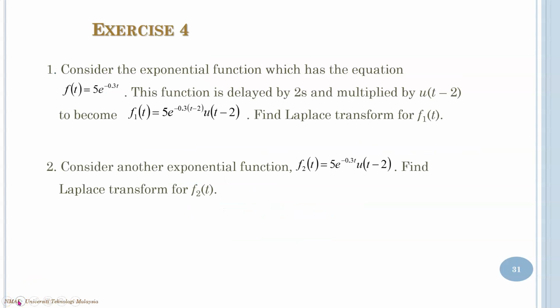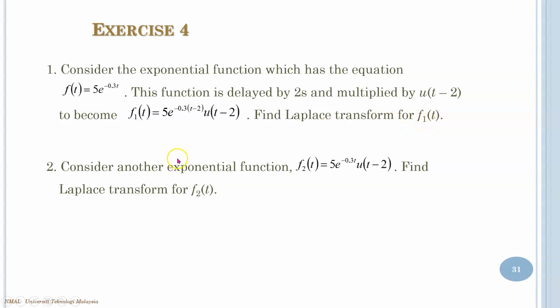There's another example here. Consider the exponential function with the equation f(t) equals 5 exponent negative 0.3t, and this function is delayed by 2 seconds and multiplied by u(t minus 2) to become f1(t) equals 5 exponent negative 0.3(t minus 2) u(t minus 2). When you see the equation and the question, the function is delayed by 2 seconds, so at every t you should subtract 2, multiplied by u(t minus 2). Find the Laplace transform for f1(t).